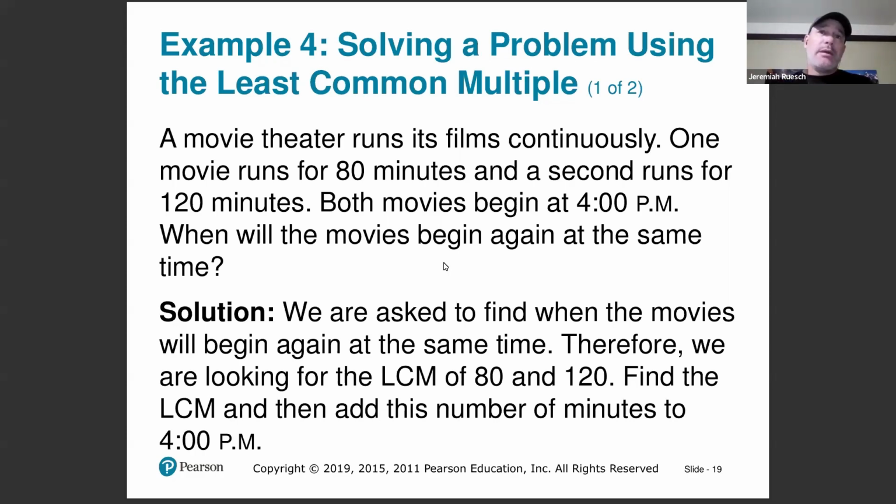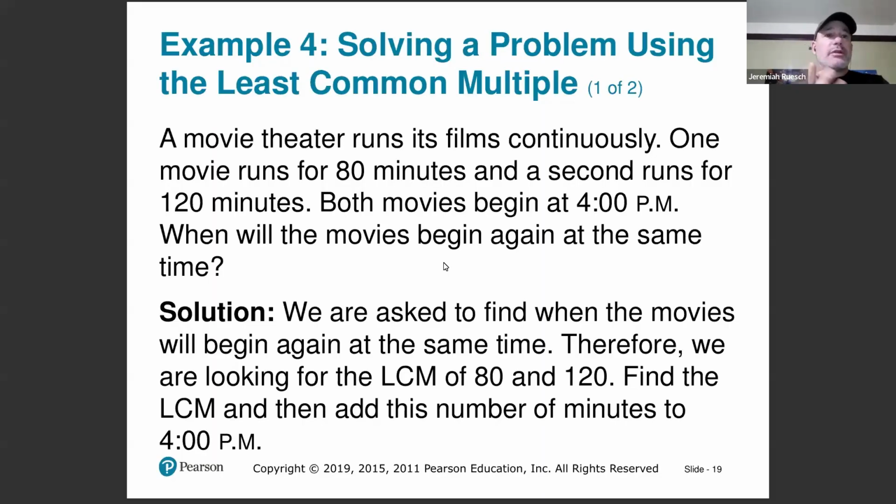And you want to know when is the next time that both movies will be starting at the exact same time. Okay, so our strategy is to do this. We're going to find the LCM in minutes of 80 and 120. And then we're going to add those minutes to 4 o'clock and see what time we have. So that's our strategy. Let's find the least common multiple of these two numbers.